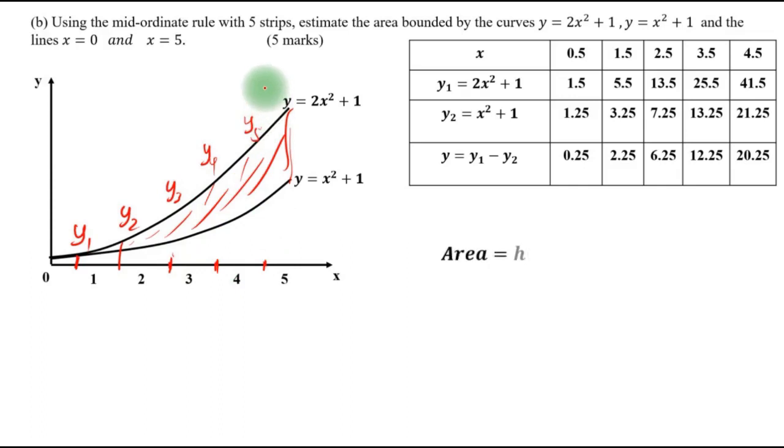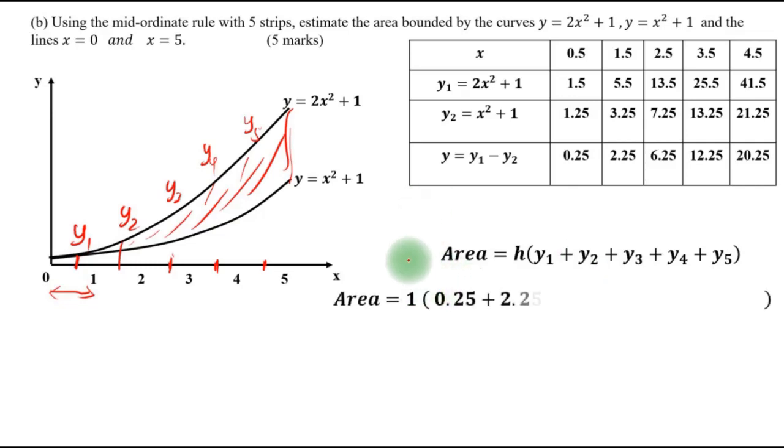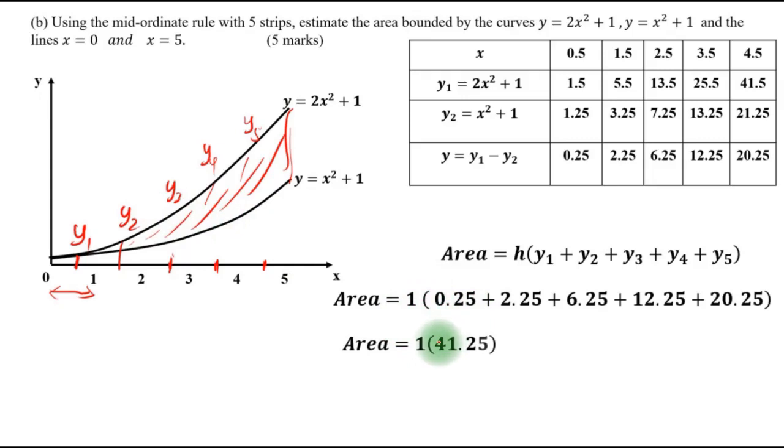So the area is equal to the width of the strip, and that is 1. From here we substitute, and the area will be equal to 1 times the bracket where we add all the mid-ordinates, and therefore we get 1 times 41.25. So this will be the same as 41.25 square units, and that is the area bounded by the two curves using the mid-ordinate rule with 5 strips.